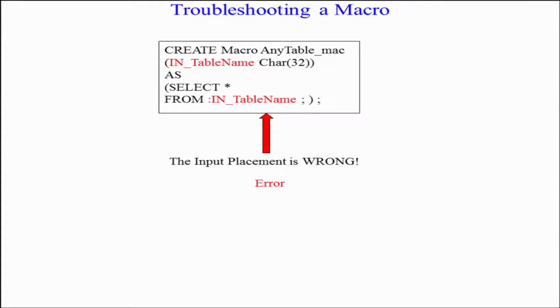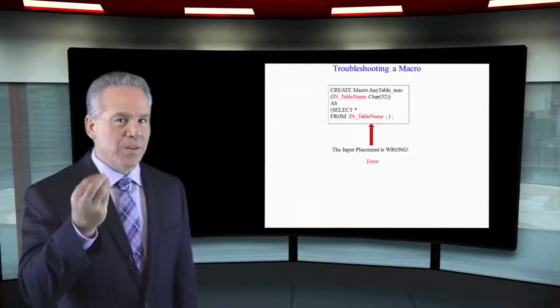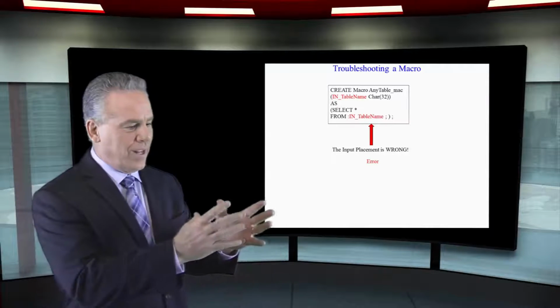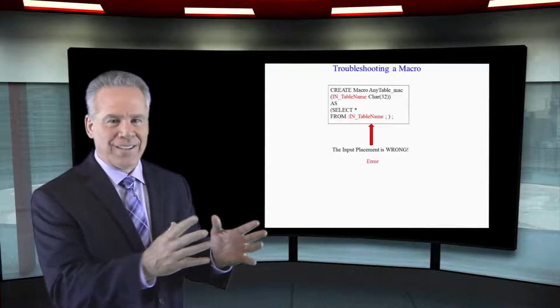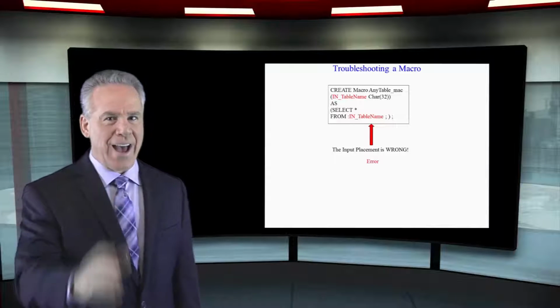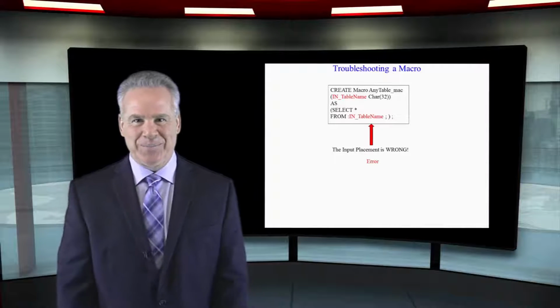We're creating the macro. We gave it a name. We have a parameter called inTableName. And now we're going to open the parameter and say, select everything from inTableName. This can't be done because you cannot pass an input parameter right there after the from clause. It just won't allow you to do this.